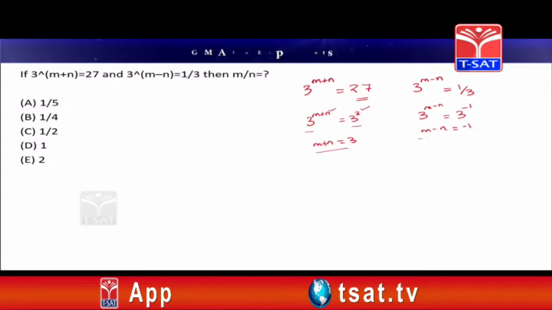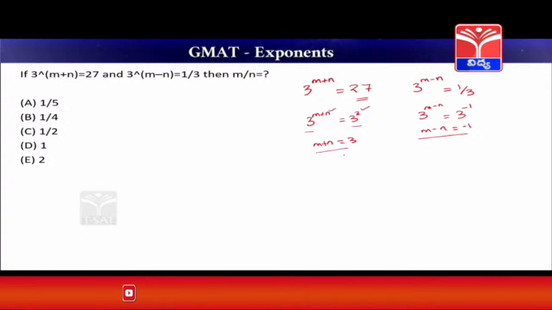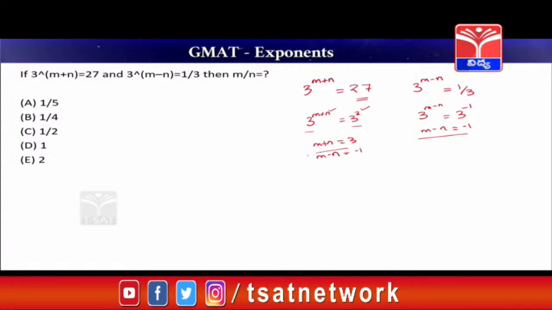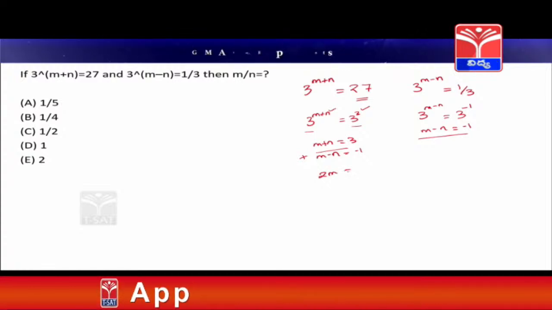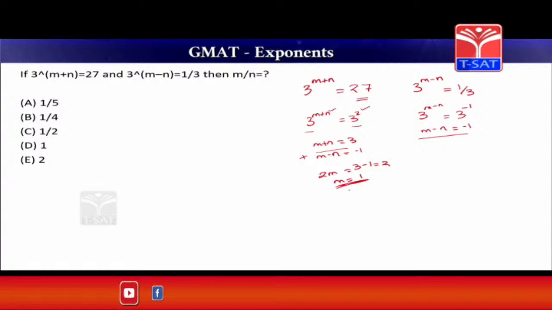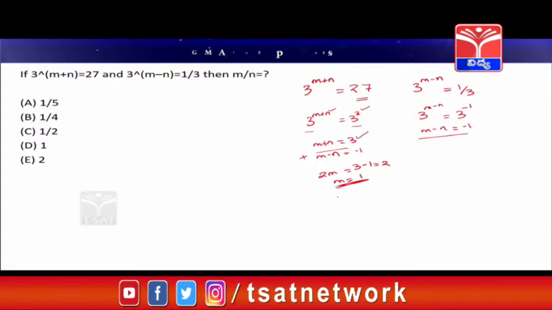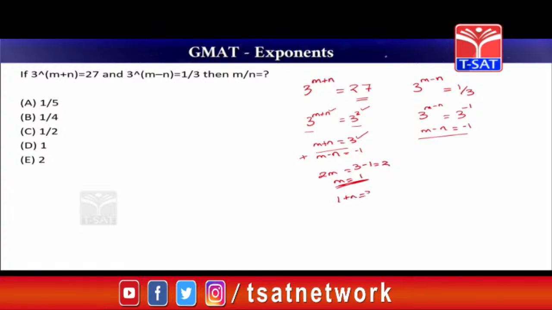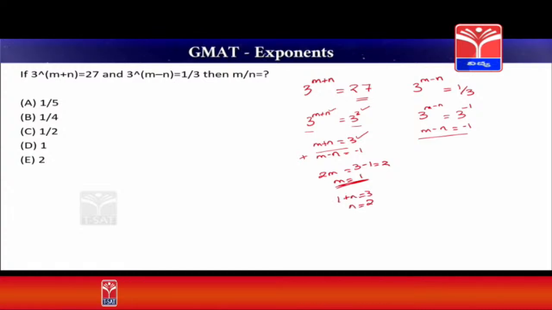We have 2 equations and 2 unknowns. So m plus n is 3, and m minus n is equal to minus 1. When you add both of these equations, you will get 2m is equal to 3 minus 1, that is 2. So therefore m is equal to 1. And n, you substitute m is equal to 1 in this equation, you will get 1 plus n is 3, so n is equal to 2.